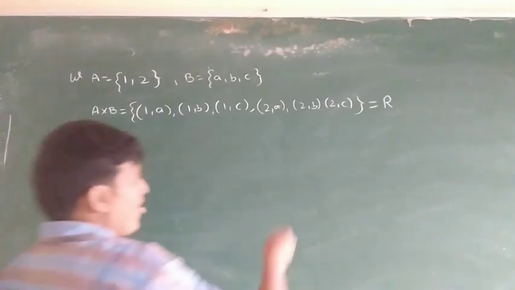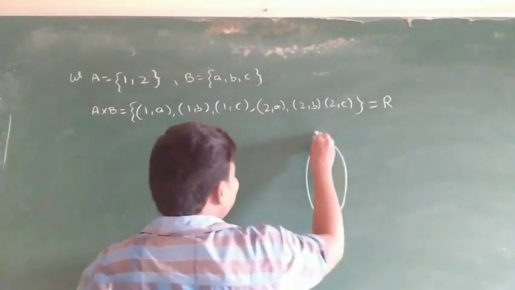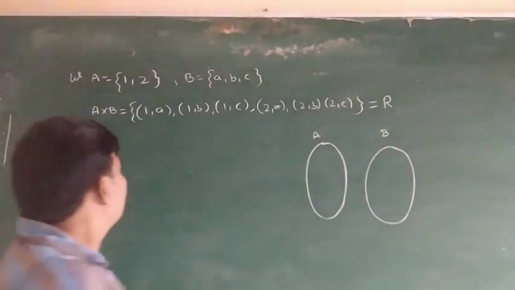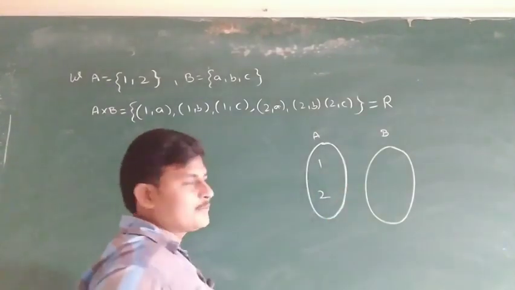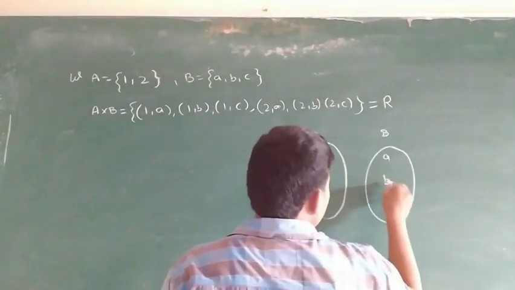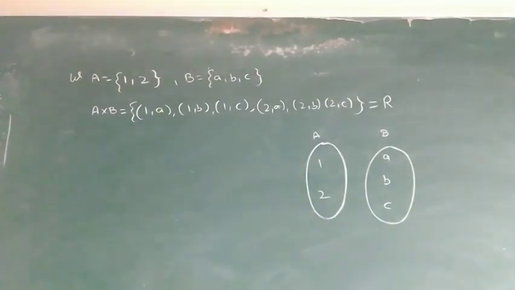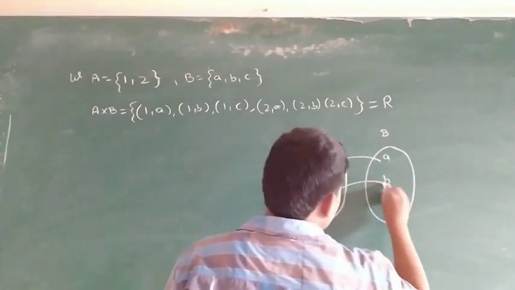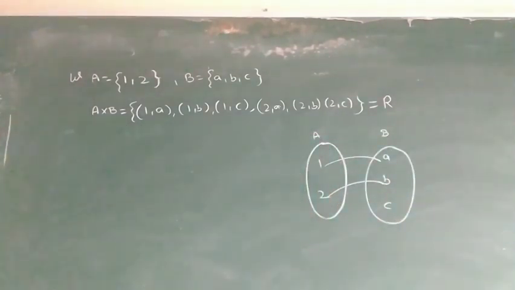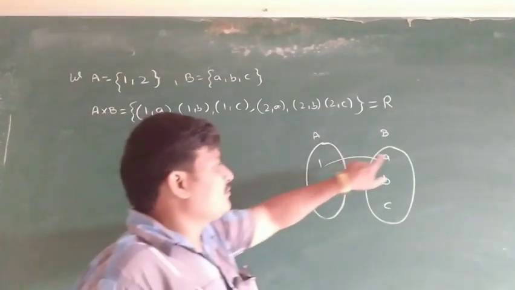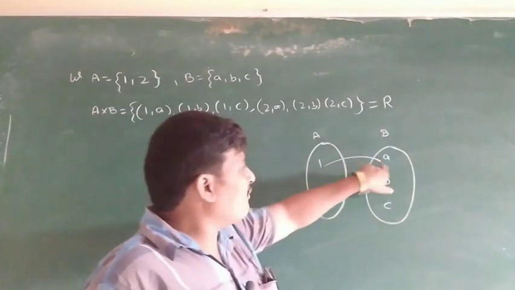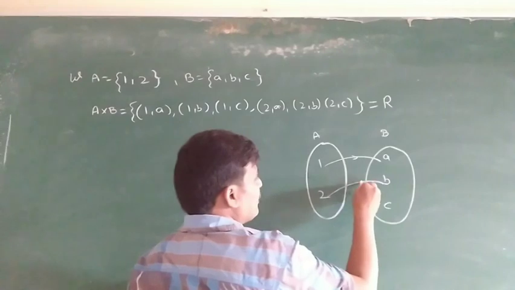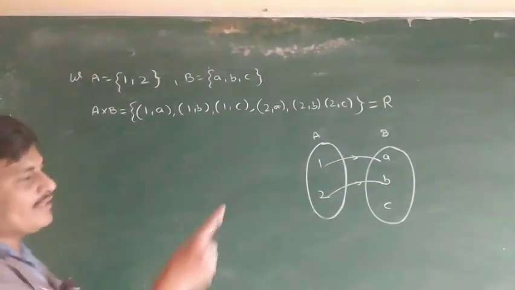Okay. Next. For example, this is set A, this is set B. Set A has how many elements? 1, 2. This is a, b, c. For example, 1a, 2b. These are relations. 1 to a is one relation, 2 to b is one relation. One relation is nothing but a mapping.